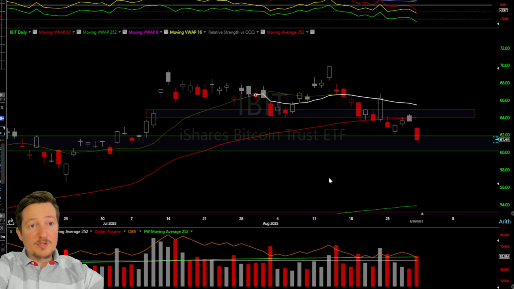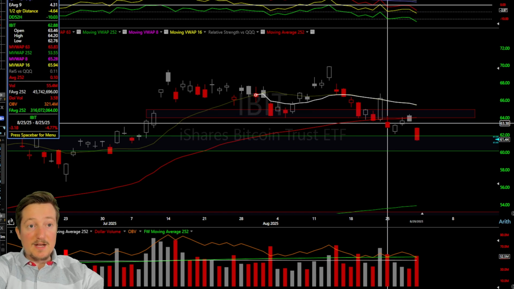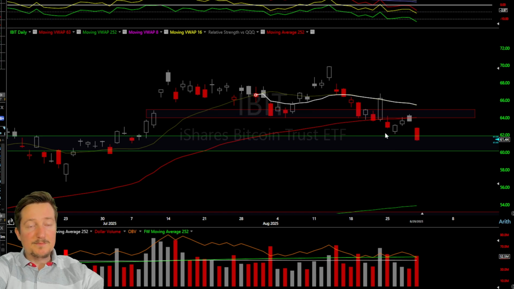All right, so what you're looking at here is ticker symbol IBIT. This is the Bitcoin Trust. And on our last video, we said that Bitcoin was looking very bearish because it broke out of this range right here. It tried to spring and it failed after the Jackson Hole announcement, and that we were getting very bearish to neutral on Bitcoin.